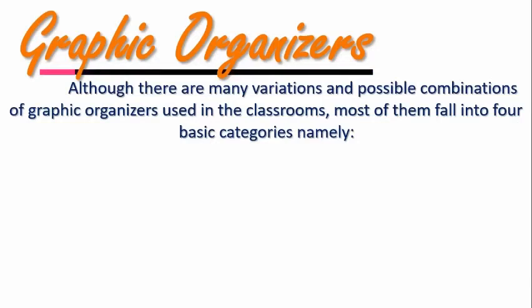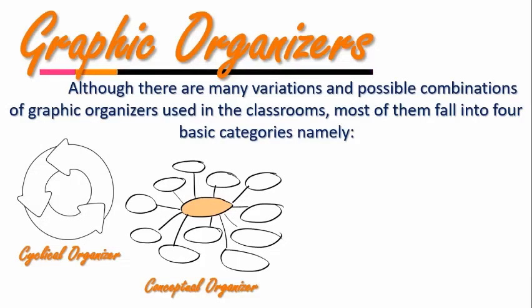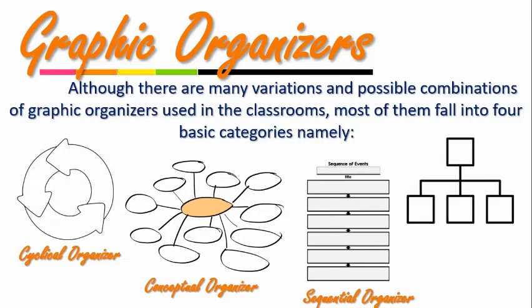Although there are many variations and possible combinations of graphic organizers used in the classroom, most of them fall into four basic categories, namely the cyclical organizer, which shows a cycle or a process. The second one is the conceptual organizer, which shows how a main concept is supported by facts, evidence, and characteristics. And we also have the sequential organizer, which we consider one of the easiest since you have chronological events. You might try to use a sequential organizer.